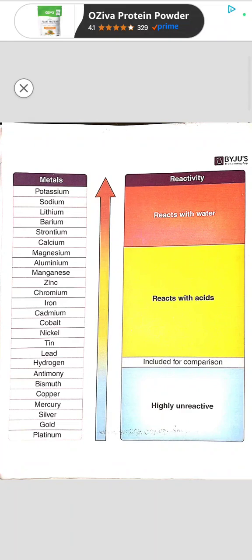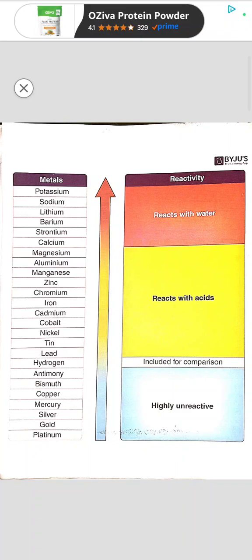In this reactivity series, the elements above will displace the elements below them. Okay. For example, let's take an example.